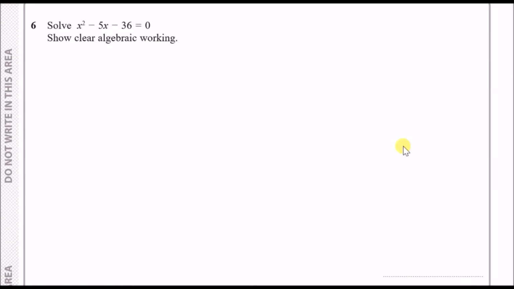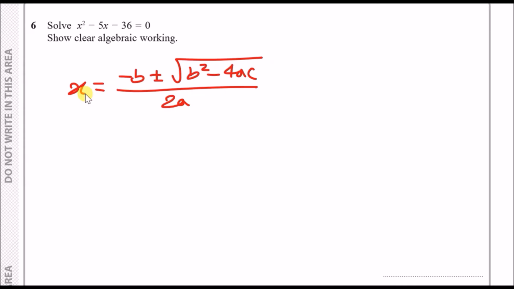Now for question 6, they want us to solve this quadratic equation which is set to 0 and show clear algebraic working. Now guys, this is just a straight up standard quadratic formula based question. All I recommend is that you use the quadratic formula. Now the quadratic formula looks a bit like this. We always say that x equals minus b plus minus the square root of b squared minus 4ac, and all of this is always over 2a.